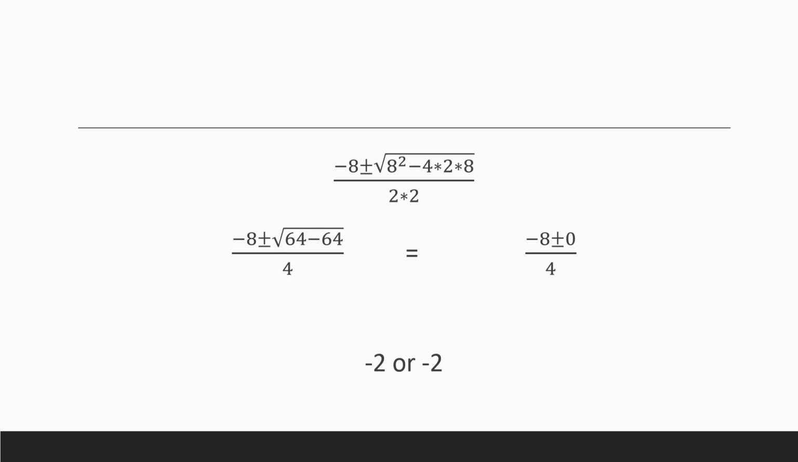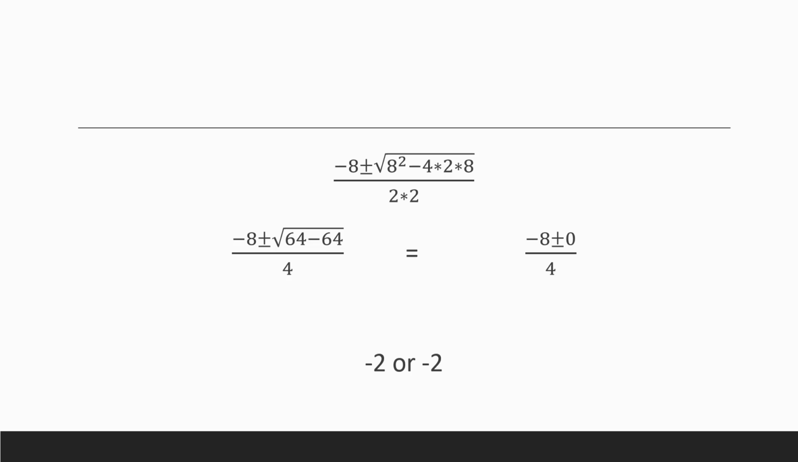When we reduce the values, it becomes minus 8 plus or minus root of 64 minus 64, which is equal to 0, and the root of 0 is 0, divided by 4. So minus 8 divided by 4 is minus 2. Then minus 8 plus 0 divided by 4 is equal to minus 2, or minus 8 minus 0 divided by 4 is equal to minus 2. So the value of x, our unknown, is minus 2.